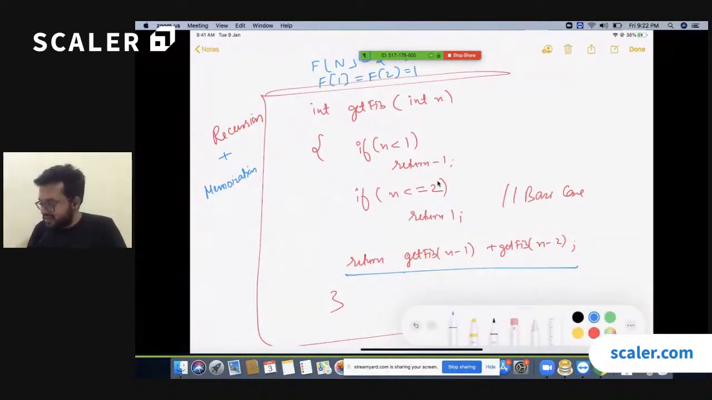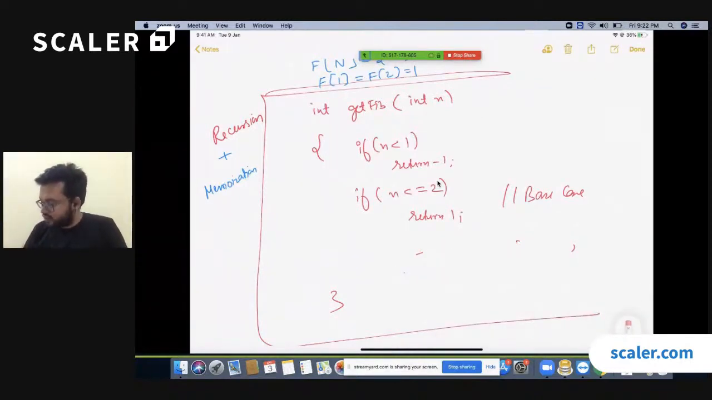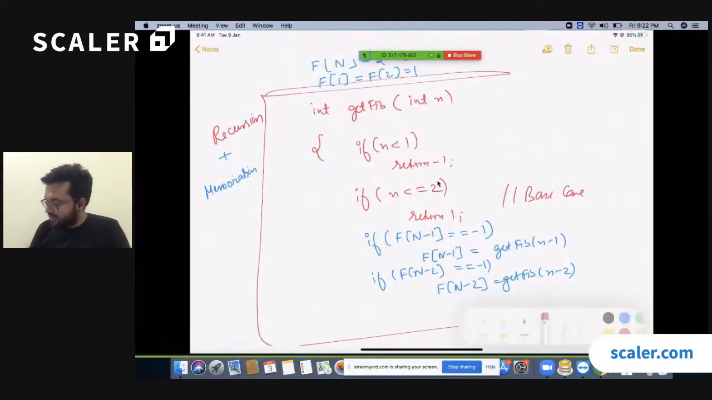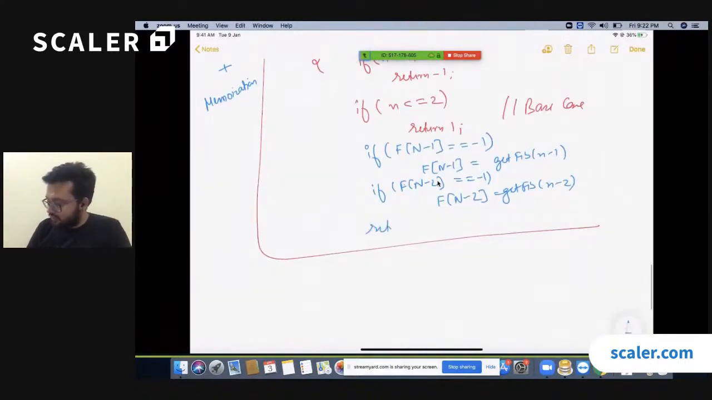So rather than just doing this, you actually do something else. You first check if f of n minus 1 is still equal to -1, that is, it was still not computed, only then you make a call to compute it. So you now say f of n minus 1 is equal to get fib n minus 1. You now have the value here. Similarly, you do that for f of n minus 2 and see if that is equal to -1. You compute the value and store it there. And then once you have done both of these operations, you simply return the summation of them.